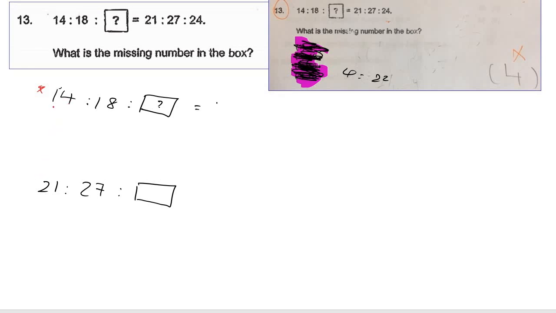Let me try. What if I divide by 2 over here? So I will have 7 and 9. From 7 to 9, I can see very clearly, here to here is divided by 2. Let me try from here to here, it's times 3. So this one times 3 gives me 21, and this one times 3 gives me 27.